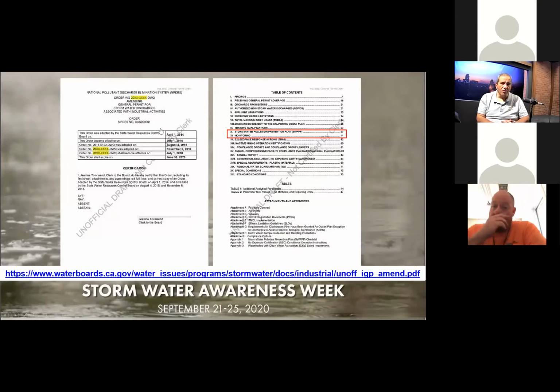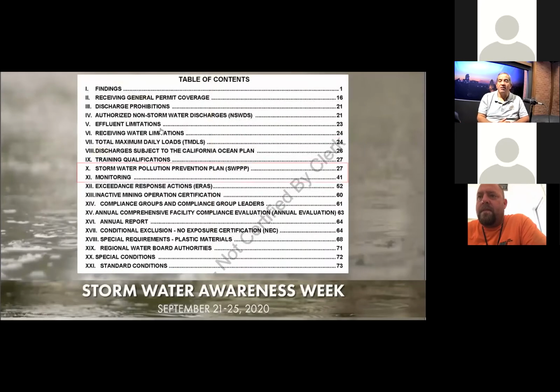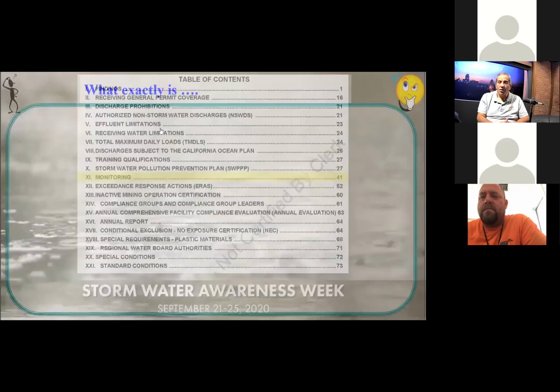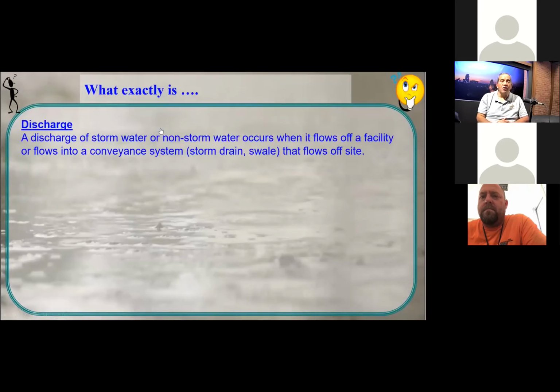What is this permit requiring of you? In part 1 of this, we talked about Section 10 of the permit, where it talks about your stormwater pollution prevention plan. And now this one, we're going to concentrate on Section 11 of the permit, which is the monitoring, or what we call the MIP, the Monitoring Implementation Plan.